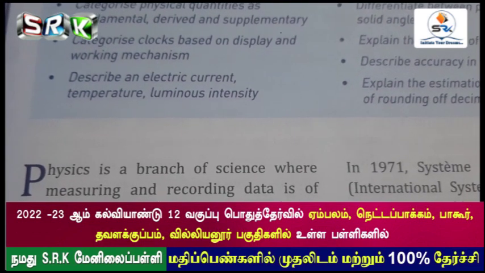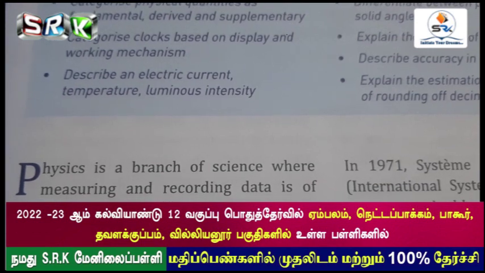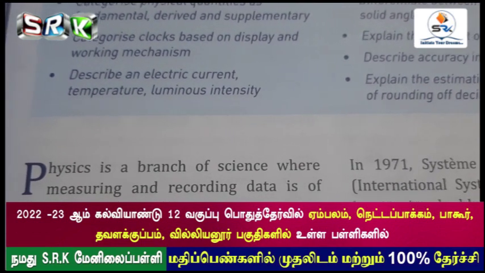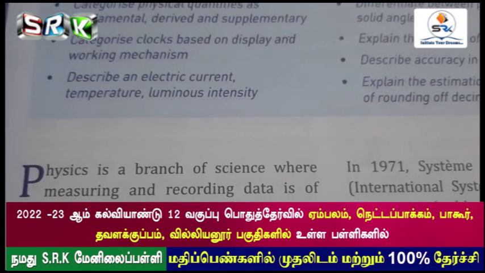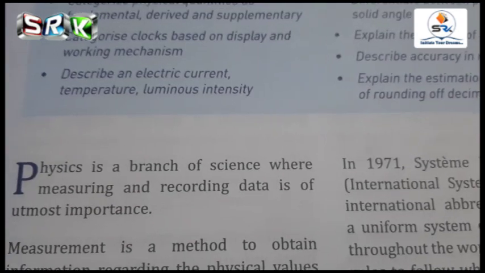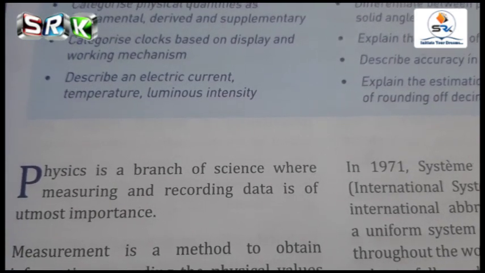Something which is measured in height, weight, length, etc. We give a value for that thing. And not only measuring, recording is also important. Data is the information available for us. This is the most important thing in physics.